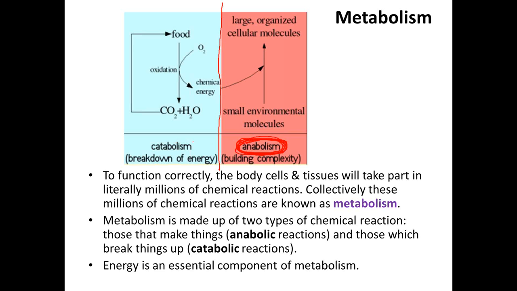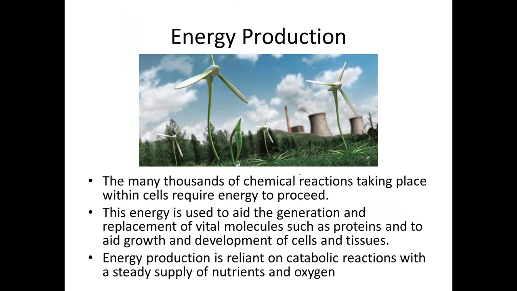Now, the other side of the coin of metabolism is those reactions that break down things, and that is called catabolism, and therefore these are called catabolic reactions. What we need to see is that chemical energy is the key to these reactions. These reactions do not occur without chemical energy. Catabolism is breaking down to release energy, and anabolism is using energy to build things up. So those many thousands and thousands of chemical reactions require energy, and the energy is used in those reactions to replace and generate molecules that make up our bodies and allow it to function.